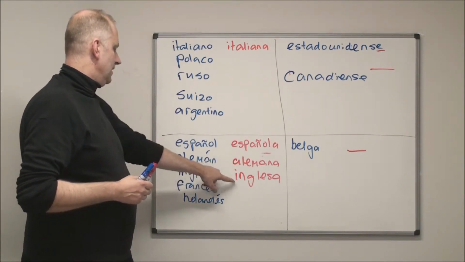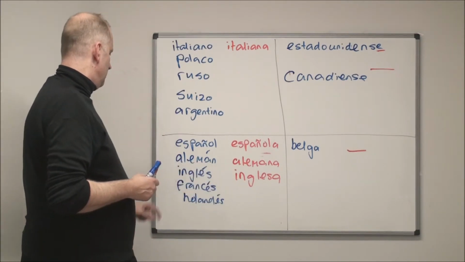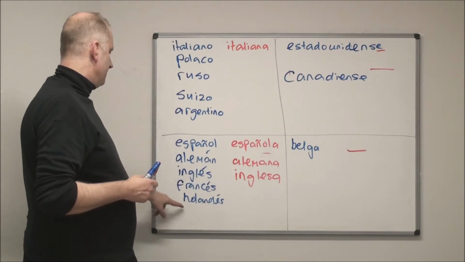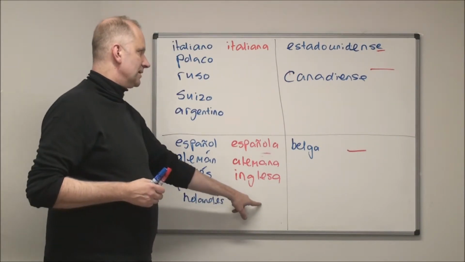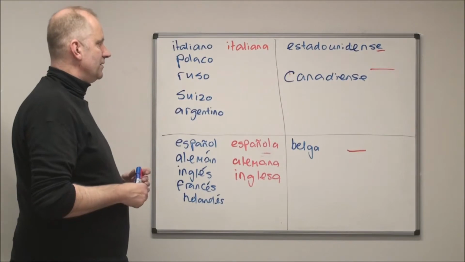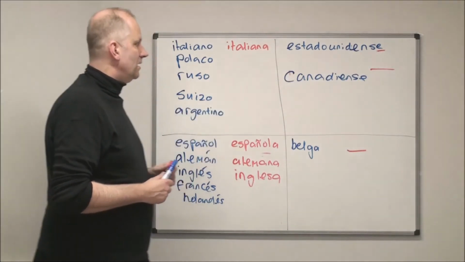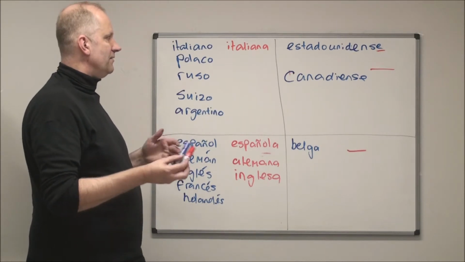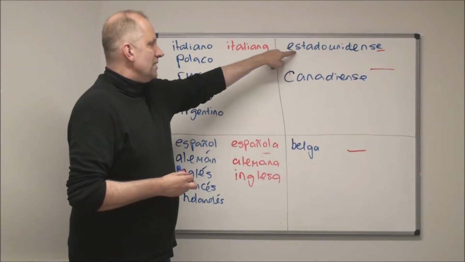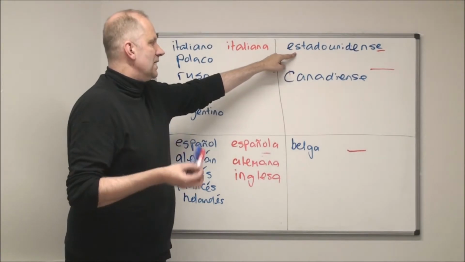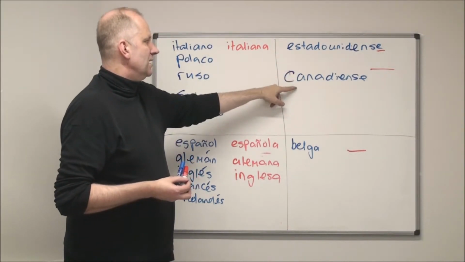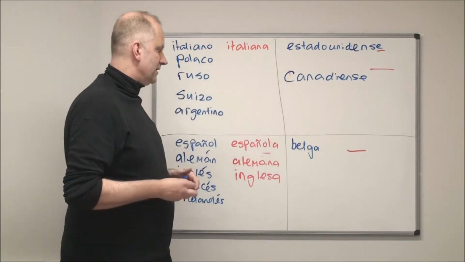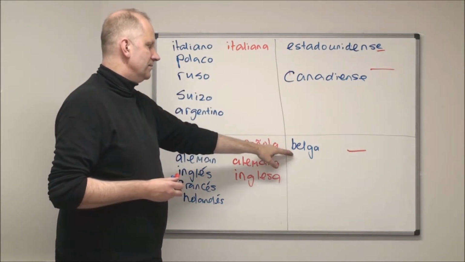Inglés, Inglesa. Francés, Francesa. Holandés, Holandesa. Okay, and then the easy ones, the ones that end in an E, where there's only one form. For the male and female, it's just estadounidense, estadounidense, and canadiense, canadiense. And then the final one, just belga.